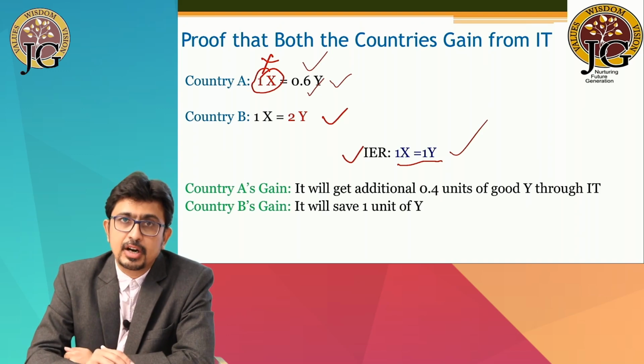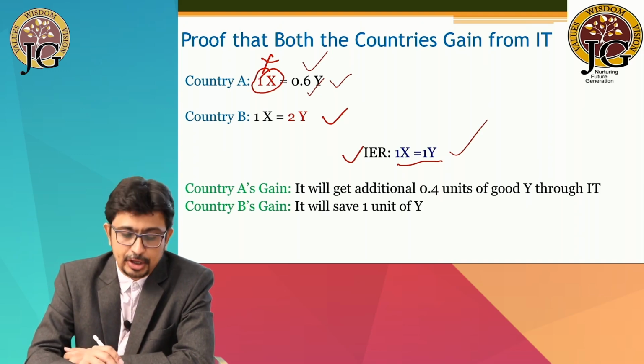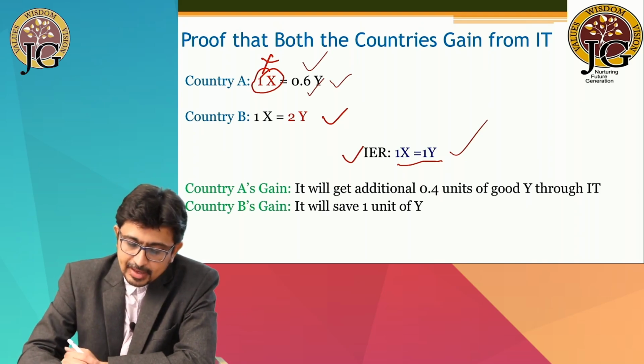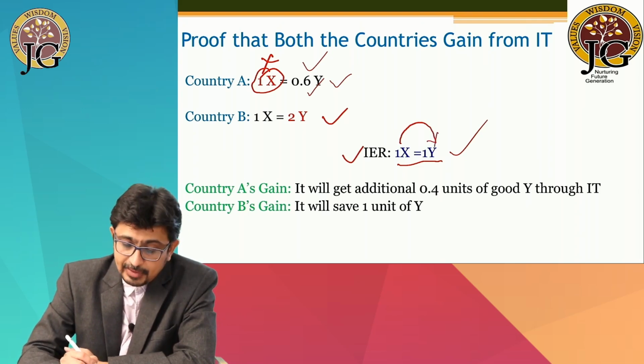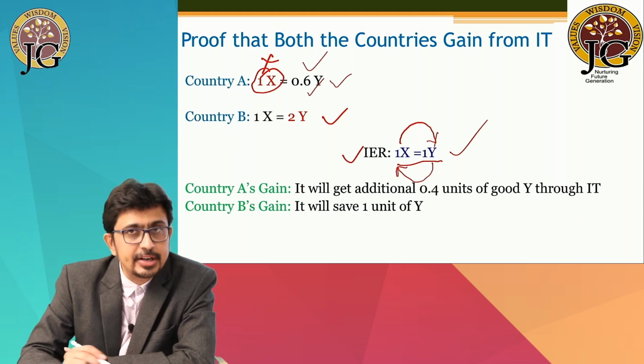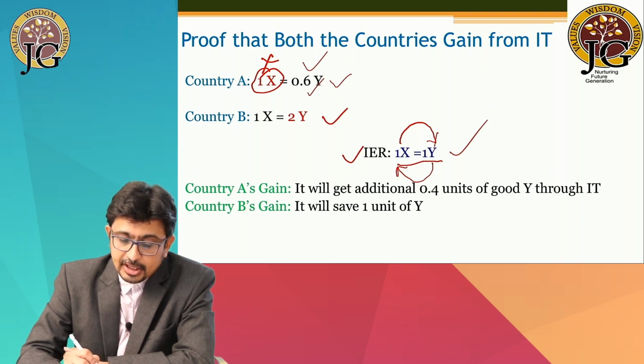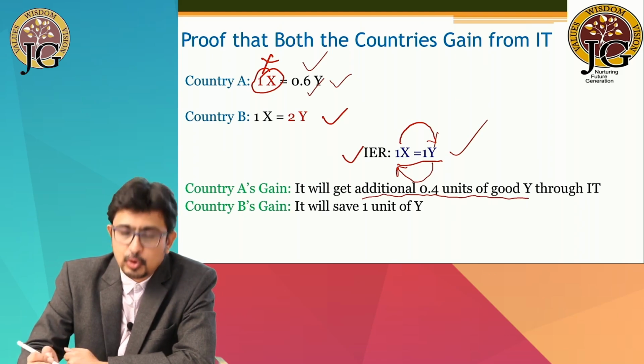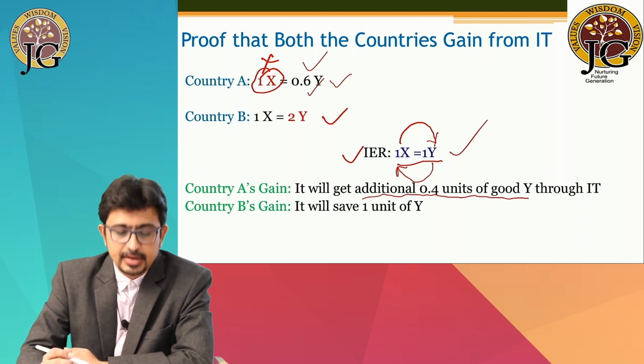But suppose country A specializes in production of good X, does not attempt the production of good Y, then it should first produce X and then it should export this good X to the other country, which in turn will happily give 1 unit of Y to country A. So it is going to get additional 0.4 units of good Y through international trade.